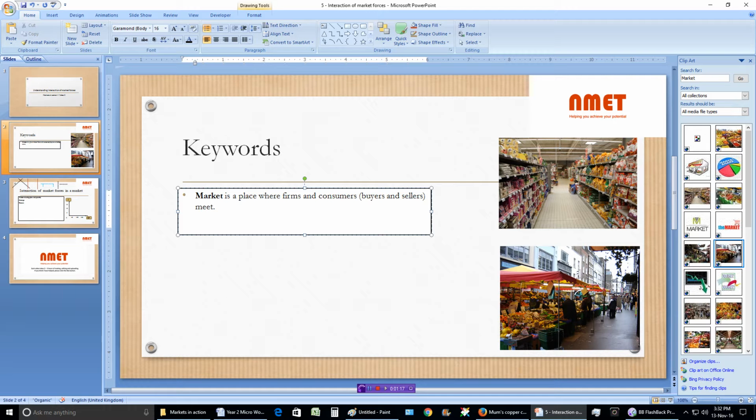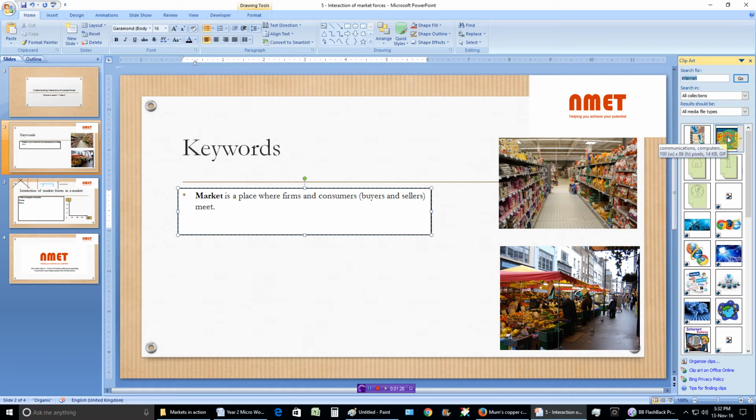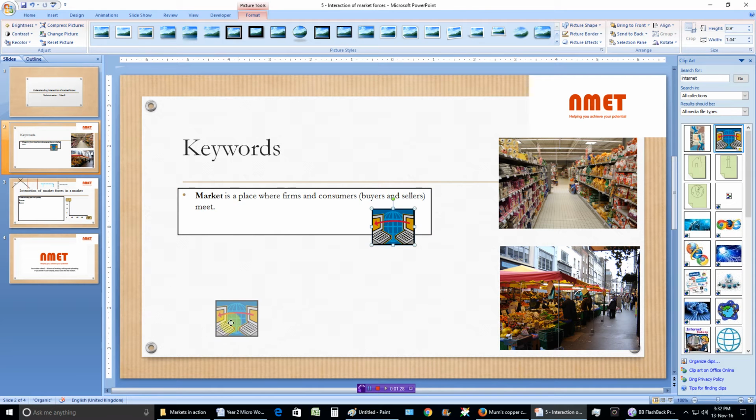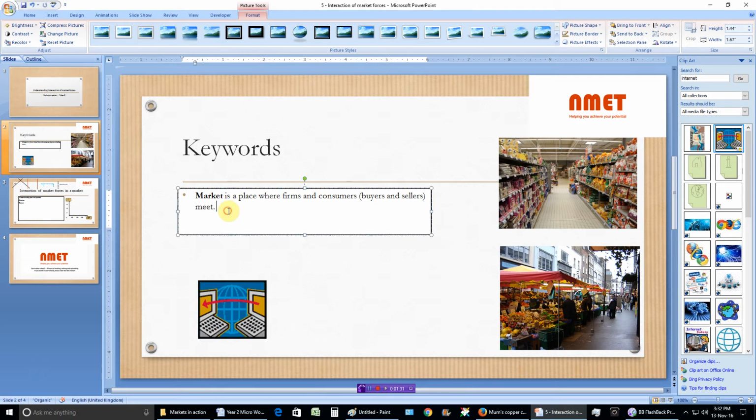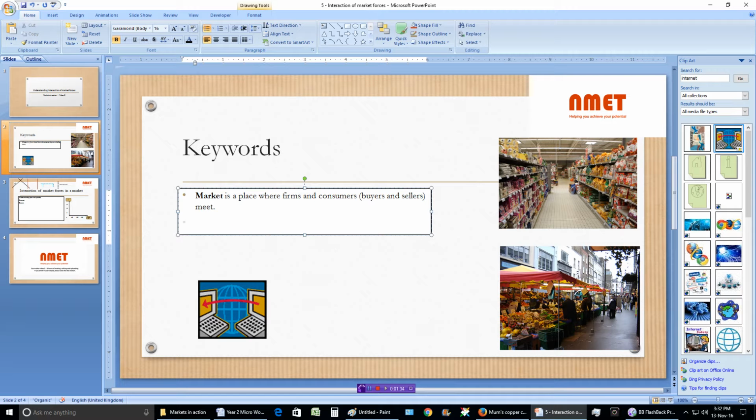In a more modern world, can we refer to internet as a market? In some aspects, yes. In others, no. It depends on what site on the internet. Certain sites can be. So the e-commerce websites, isn't it? Internet sites like Amazon and eBay can be seen as a marketplace where buyers and sellers meet.